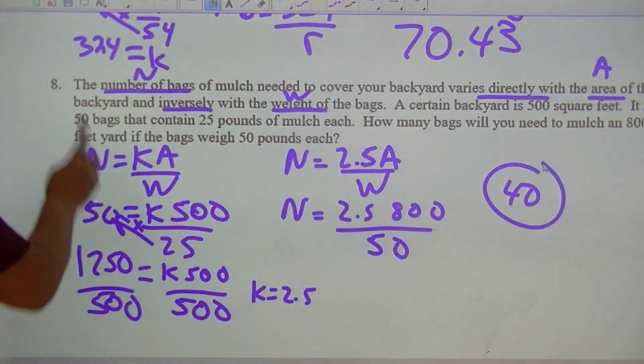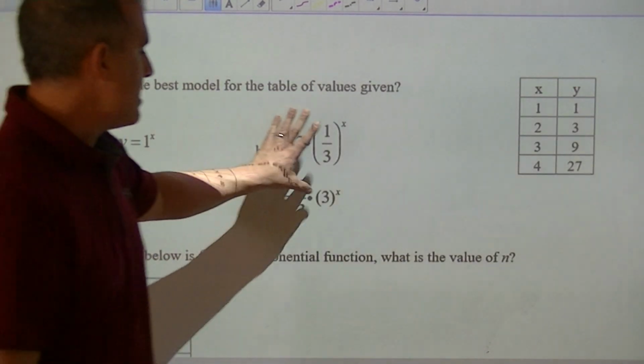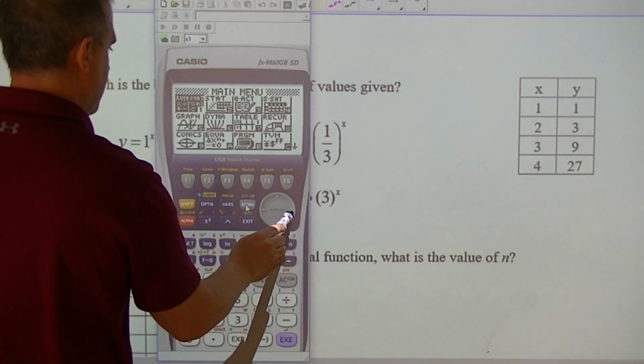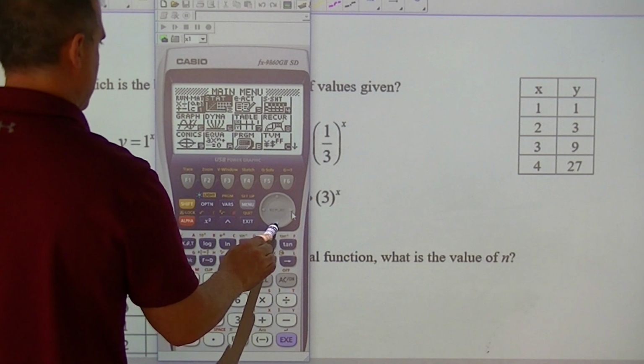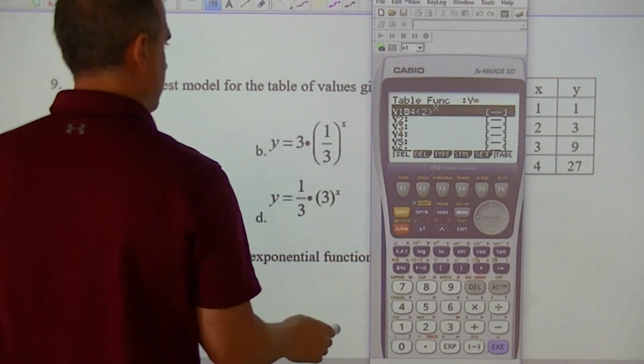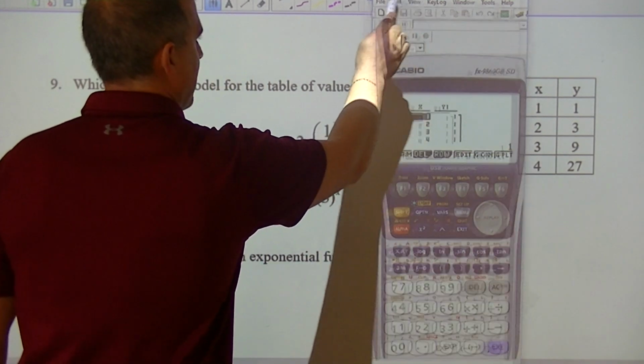Okay. Moving on to number 9. All right, now, I need this. This is my table. What's easy to do on that is just to go to table. All right. And what you want to do is get these to match up. So I would do it like this. Now, as you can see, that doesn't match up. Nope.